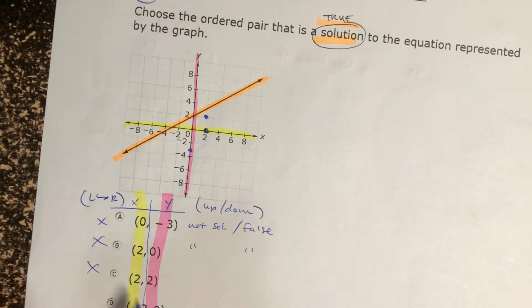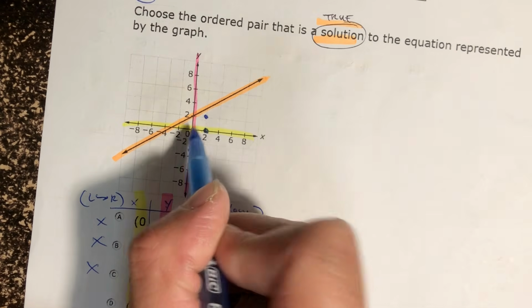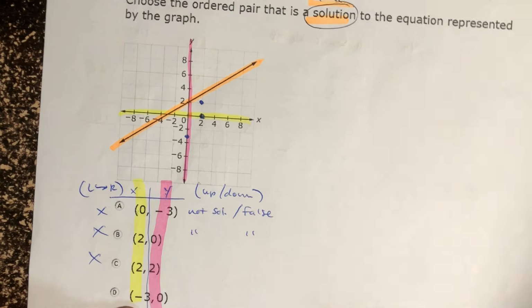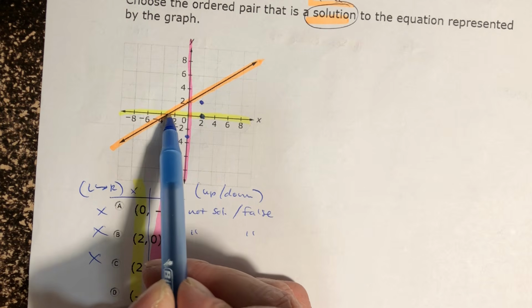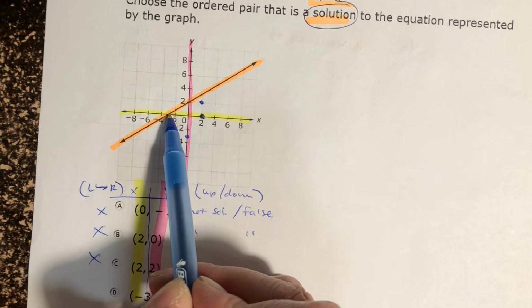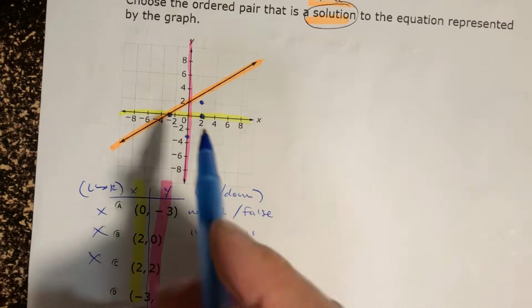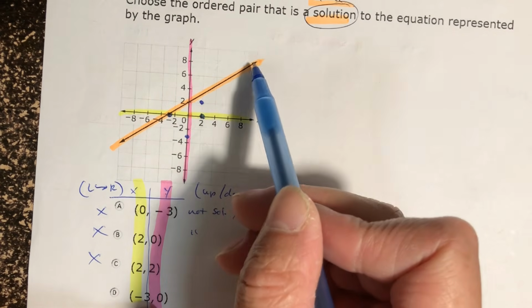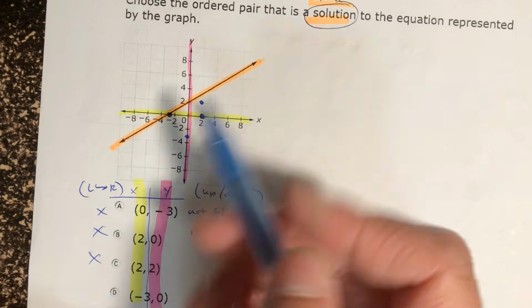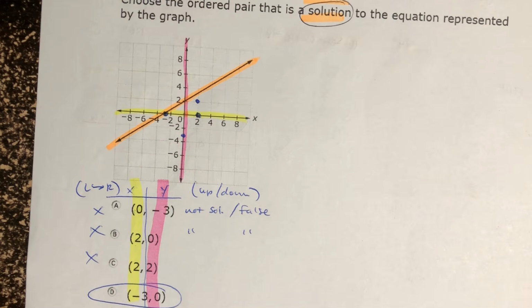And (-3, 0). Negative 3 on the x, which is between negative 2 and negative 4, and then 0 on the y-axis, so I stay there. This one is on the line, which is a visual representation of all the answers. So D is your answer for number 15.